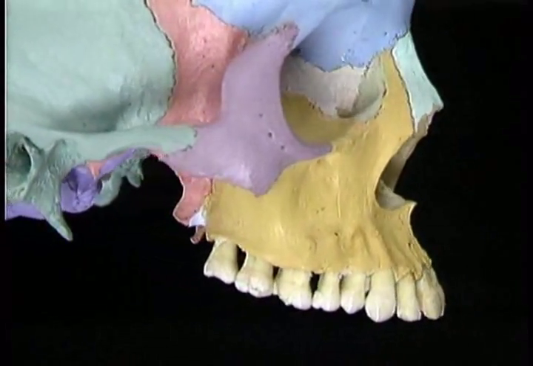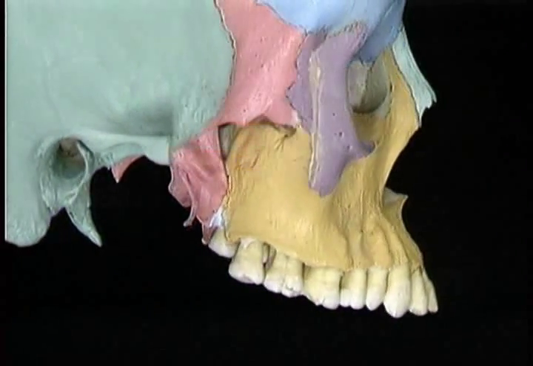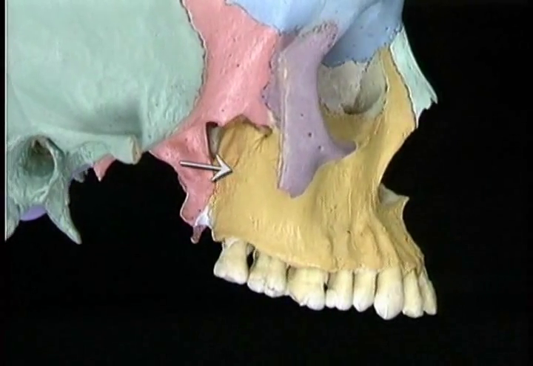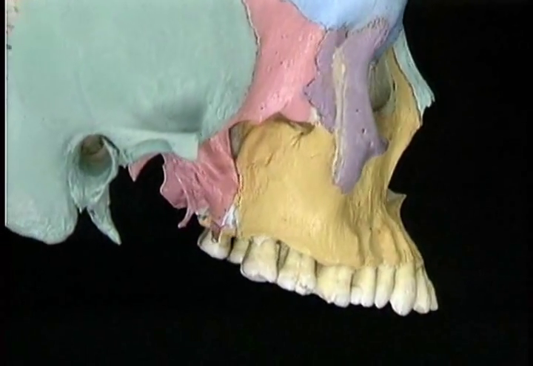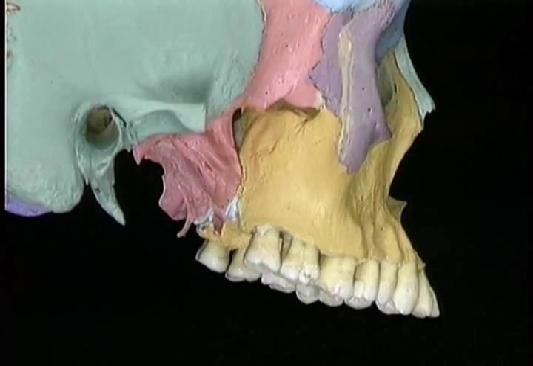To see the posterior part of the maxilla, we'll remove the zygomatic arch. Here's the back of the hollow part of the maxilla. Down here, the maxilla is joined to the bone behind it, the sphenoid bone.